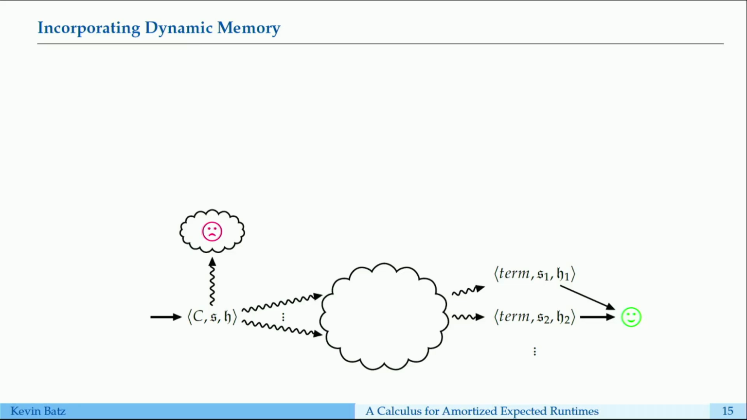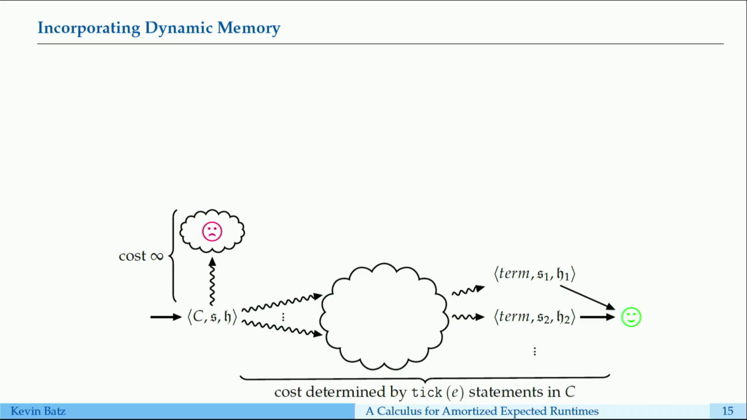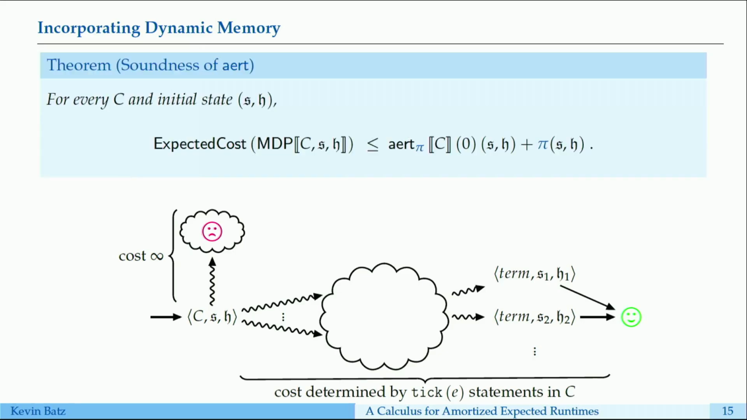And then every run is assigned a cost. So runs that end up in a memory fault are assigned cost infinity. The cost of all remaining runs is determined by the tick statements occurring in the program C. And then one can prove that indeed the expected cost, which is given by this operational model, is always upper bounded by the aert plus the initial potential. So in particular, if we start with an initially 0 potential, the aert always soundly upper bounds the expected cost given by our operational model.